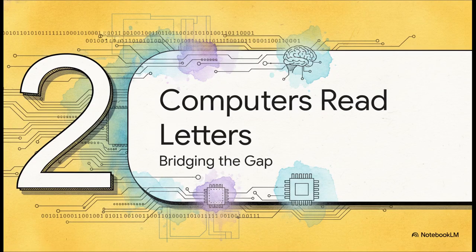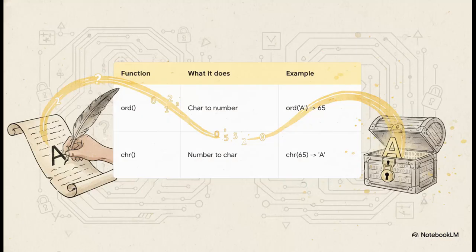Moving right along to section 2, how computers read letters. To execute that complex encryption securely at scale, we have to recognize a basic truth about our hardware. Here's the thing, computers don't actually understand letters at all. They only understand numbers. So how do we encrypt text? Well, we use a couple of magic tools in Python to bridge that gap.